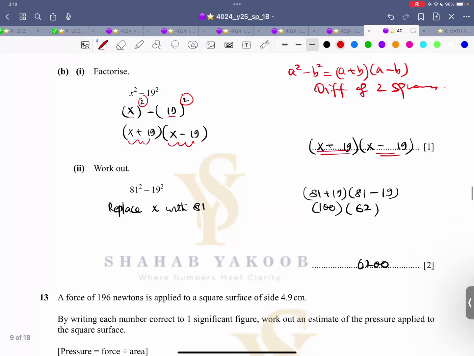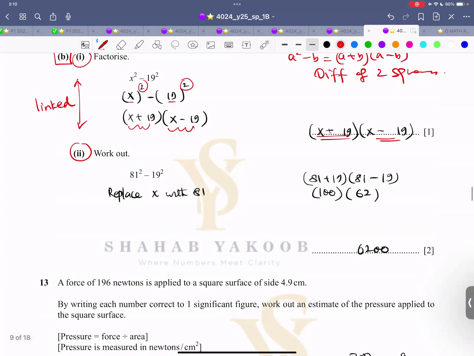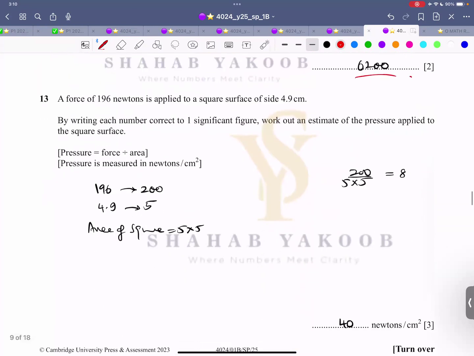Write it over here. And then this part and this part, they are both falling under the category of B. So therefore, they are linked. Keep that in mind. So therefore, 81 squared minus 19 squared, replace x with 81. You have already factorized it. 81 plus 19, 100. 81 minus 19, 62. This answer is 6200.